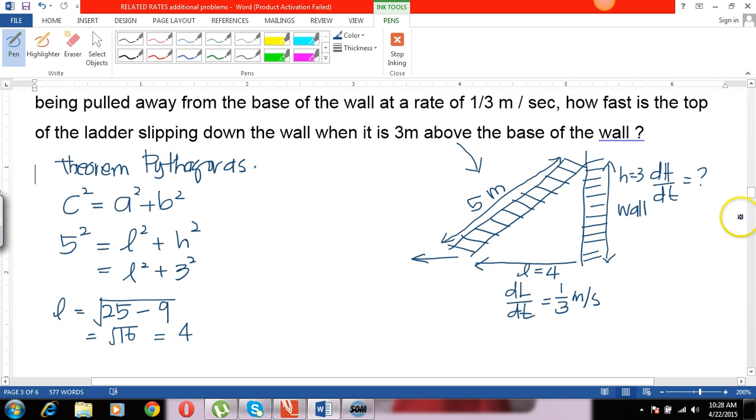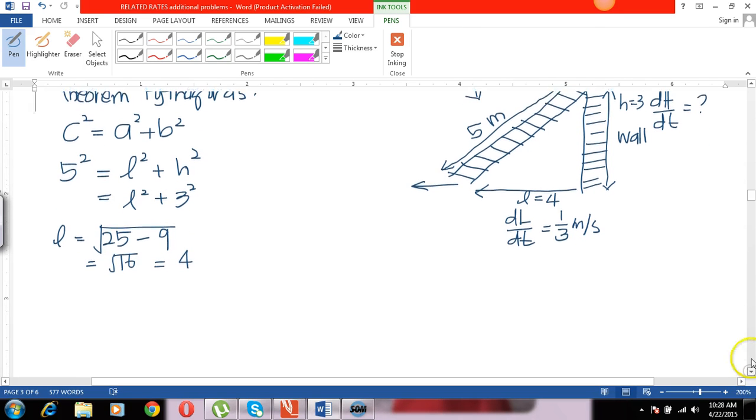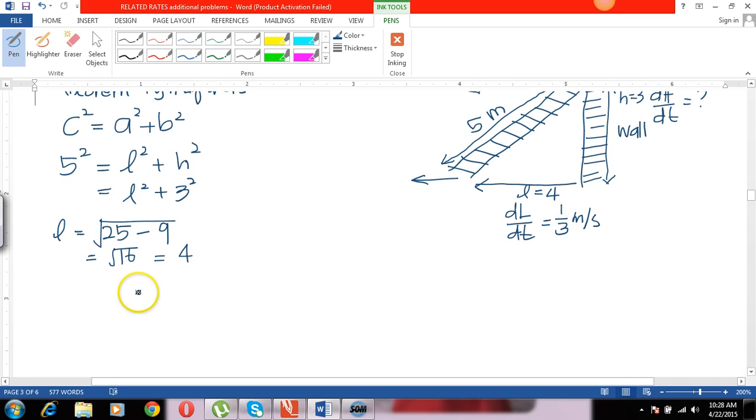Okay, so they ask you to find dH over dt. From the Pythagoras theorem also, we can find it: 5 meter squared equals length squared plus height squared, right? So this is the Pythagoras theorem.